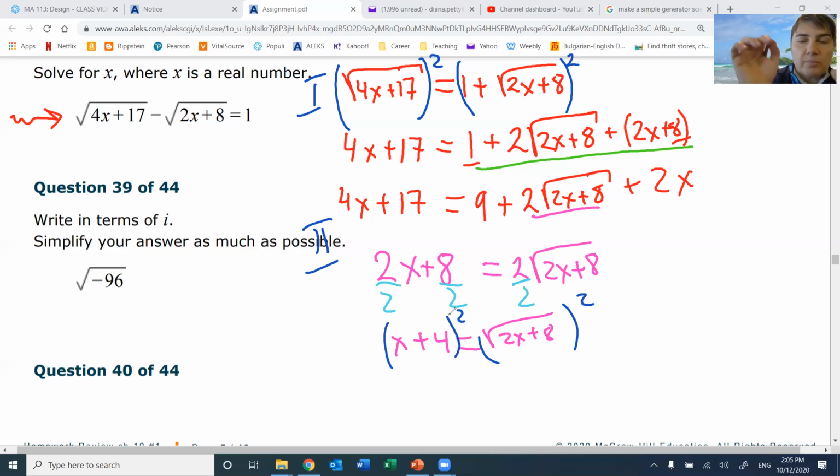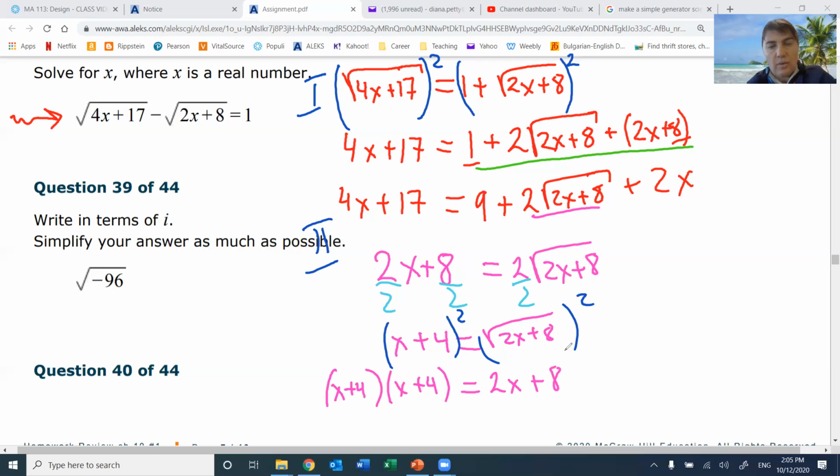I multiplied twice. So this means I have x plus 4, x plus 4, multiplied by itself, equals, the radical falls out, so 2x plus 8. All right, Mariana? So now multiply this by itself on the left. What you're going to get after you add the like terms is x squared plus 8x plus 16 equals 2x plus 8.